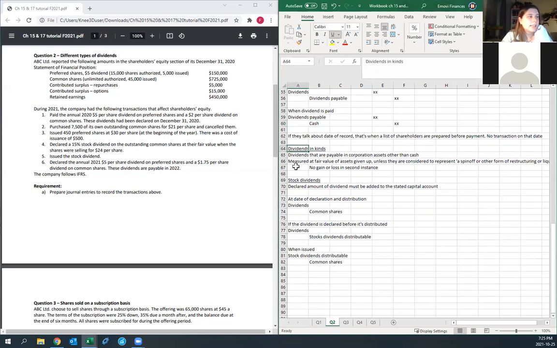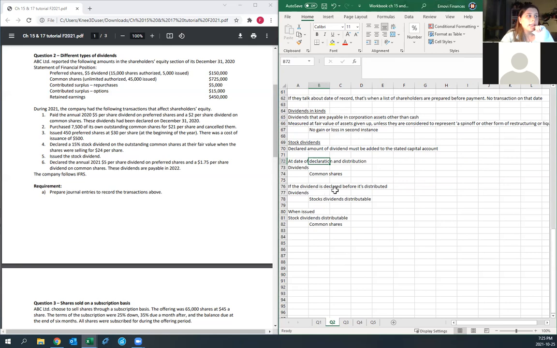Dividends in kind are dividends that are payable in a corporation's assets other than cash. They're measured at the fair value of the asset given up, unless it says that the fair value is not reliable. In that case, you use a carrying value, so the book value of the assets that are transferred, and there's no gain or loss if you use a book value.